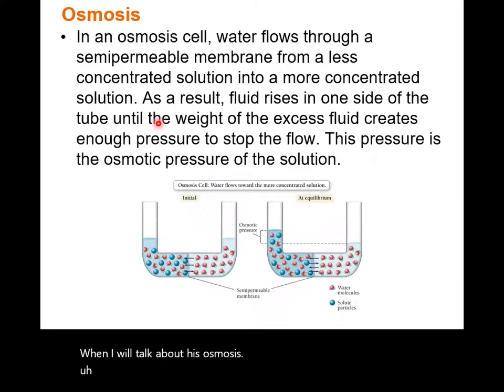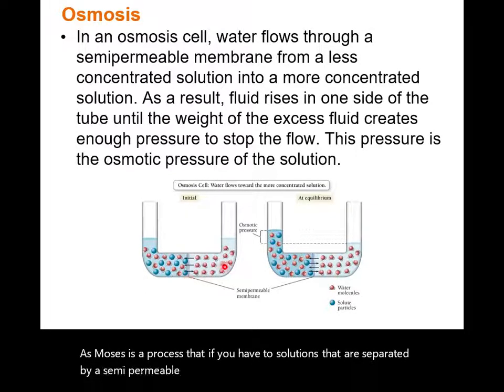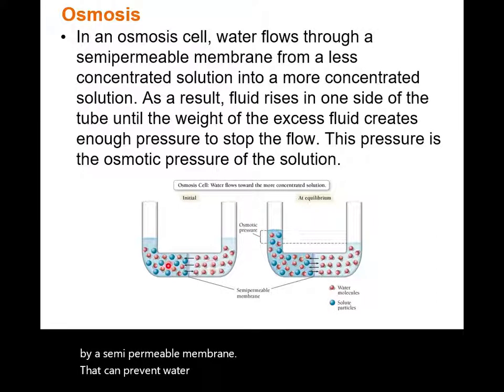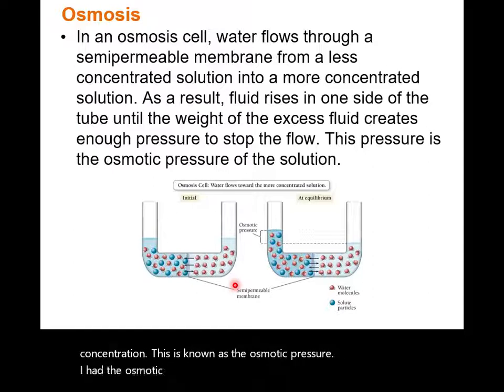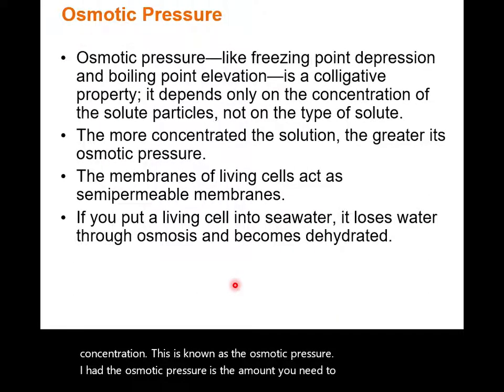Osmosis is a process that if you have two solutions that are separated by a semi-permeable membrane, then water will move from the side of high concentration of solute to low concentration of solute. This is known as osmosis. And if you were to apply a pressure that can prevent water movement from low concentration to high concentration, this is known as the osmotic pressure. Okay, the osmotic pressure is the amount you need to apply to prevent water from moving.